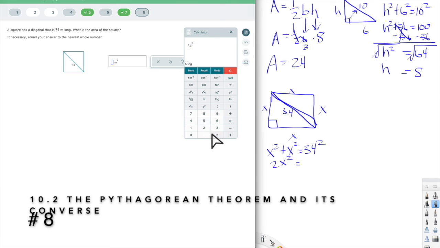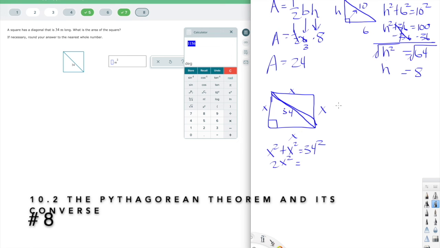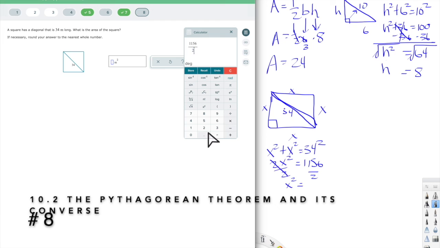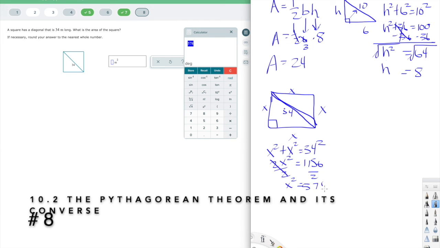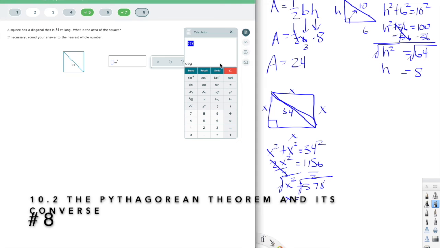Oops, not 22. All right, so I get 1,156. Before I take the square root, I want to divide both sides by 2 because I don't want that 2 there anymore. I want it to cancel out. So I'm going to come over here and go divided by 2. I get 578. Now I can take the square root of both sides. So I have x equals, that's not what I meant to do. Silly me, I'm clicking the wrong buttons here. I want the square root of that. So we have 24. I don't want to round this yet.